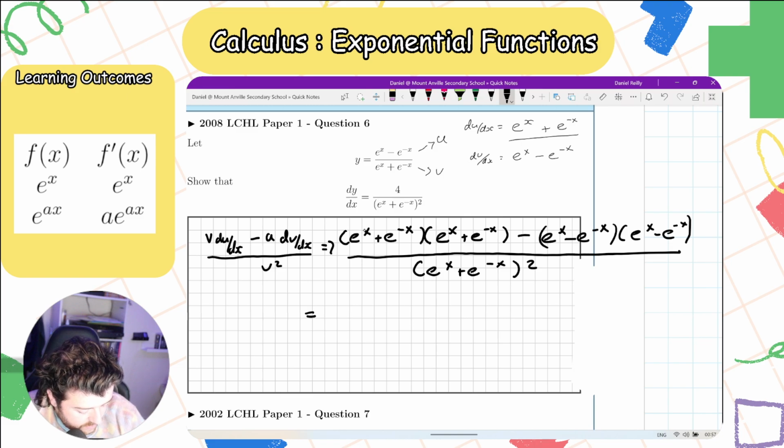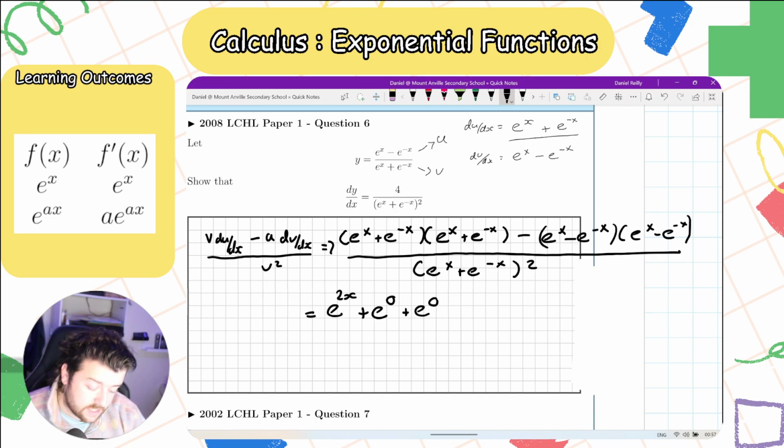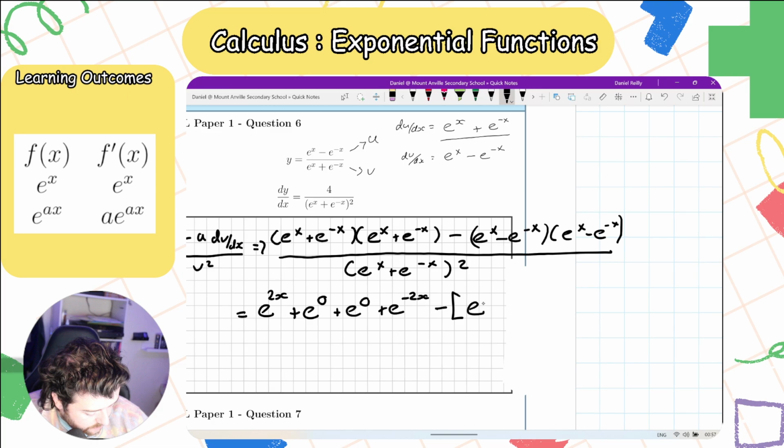So multiply out the top here. e to the x and e to the x is e to the 2x. e to the x times e to the minus x gives me e to the 0, because minus x plus x is 0. e to the minus x times e to the x gives me e to the 0 as well. And e to the minus x times e to the minus x gives me e to the minus 2x. Now we're subtracting e to the x times e to the x, that's minus e to the 2x.